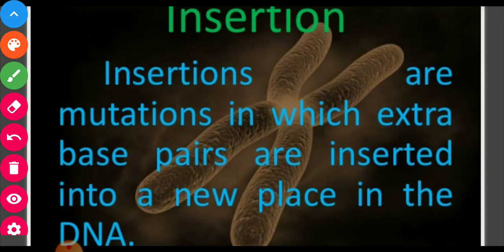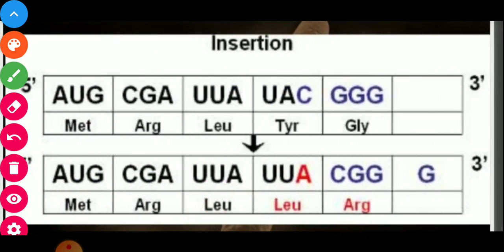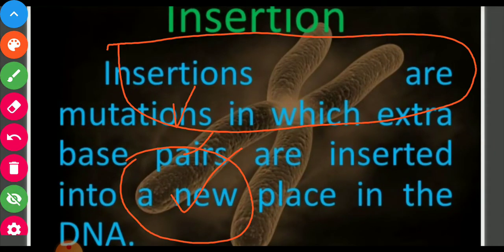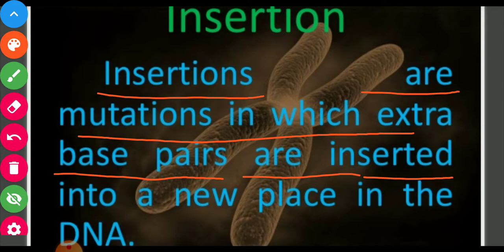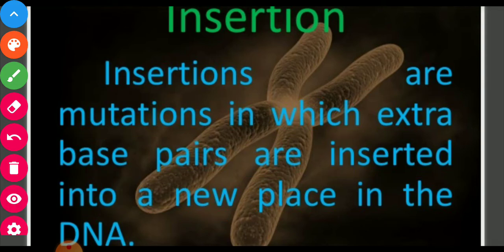Now the insertion, second type of mutation. Insertions are the mutations where extra base pairs are inserted into a new place in the DNA. So here extra base pairs are inserted, and they change the information of the genetic sequence, and they cause mutation.